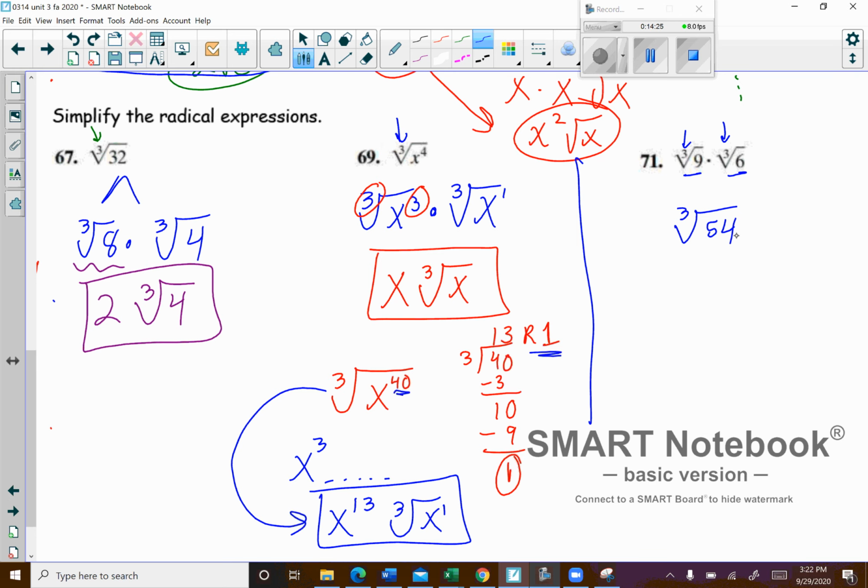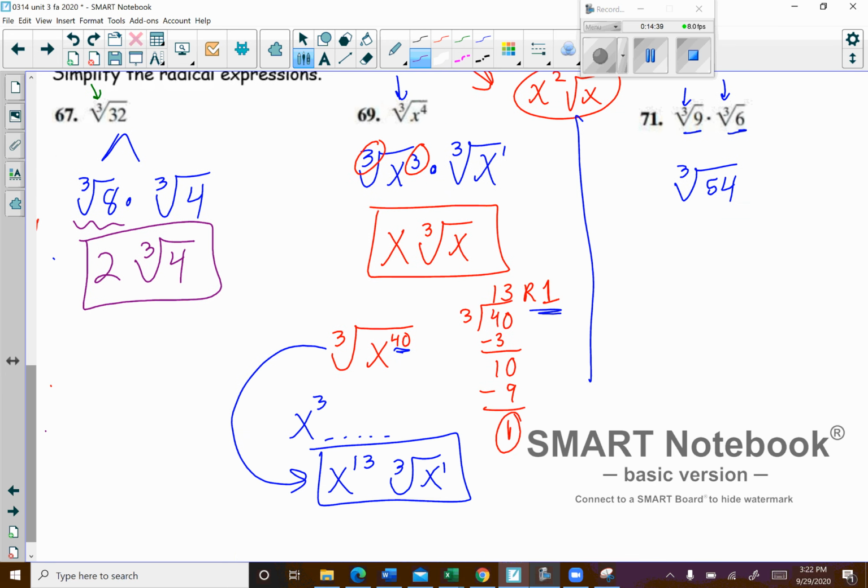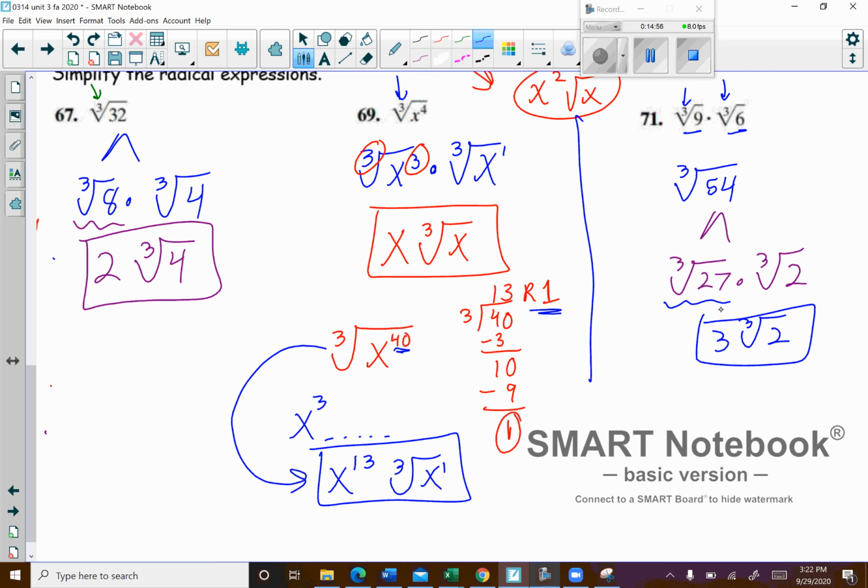Okay, now my perfect cubes, let's look up here. Let's see, 4 to the third power would be 64, so that's too big. 27, yeah, I think I can do 27. I think 27 will work. So I can break this into the cube root of 27 times the cube root of 2. All right, so the cube root of 27 is 3, and then I'll have the cube root of 2 right here, and that is my answer. That's my answer right there.